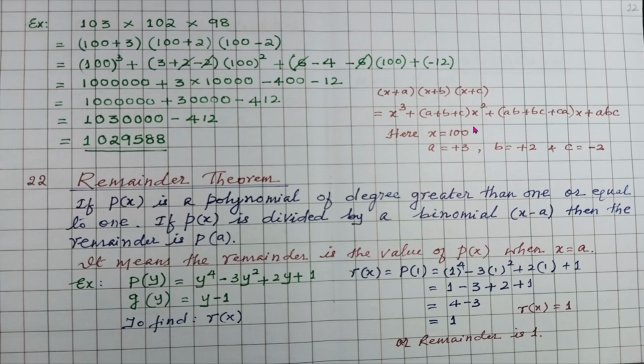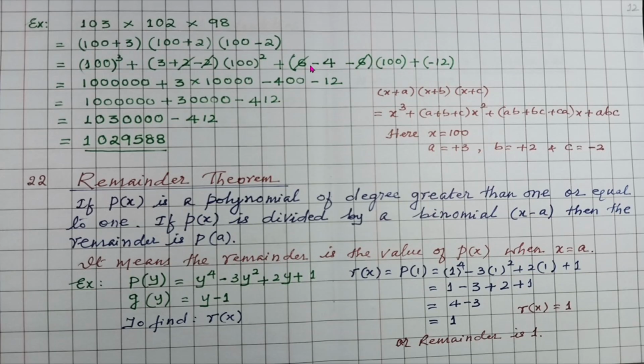So therefore applying the right hand side here, we have x cube, that is 100 cube, plus (a plus b plus c), that means (3 plus 2 minus 2) into x square, that is 100 square. Then we have ab is 3 into 2, 6, then bc, that is 2 into minus 2, is minus 4, and ca, that is minus 2 into 3, is minus 6, into x, that is 100, and abc, 3 into 2, 6, 6 into minus 2 is minus 12. Now 100 cube is, as you know, 1 followed by 6 zeros because there is cube. Then we have plus, 2 minus 2 cancels here, 3 multiplied by 100 square is 10,000.